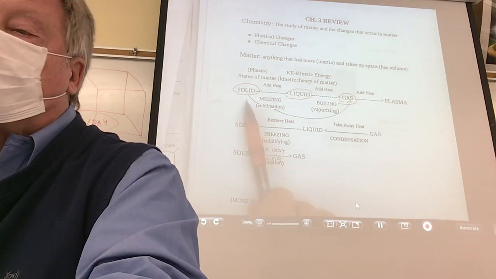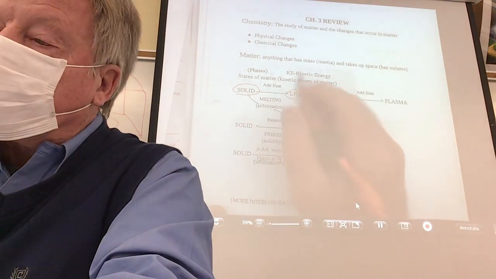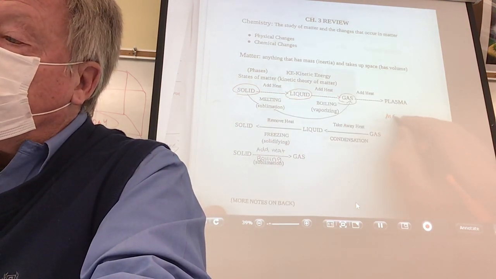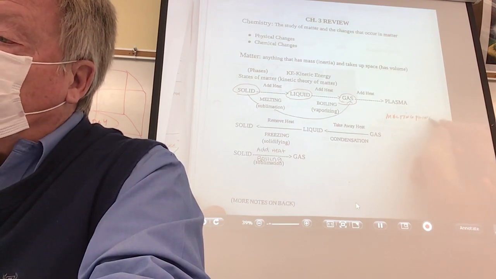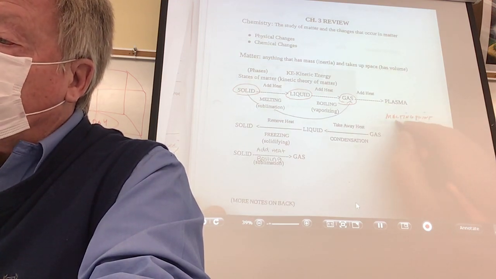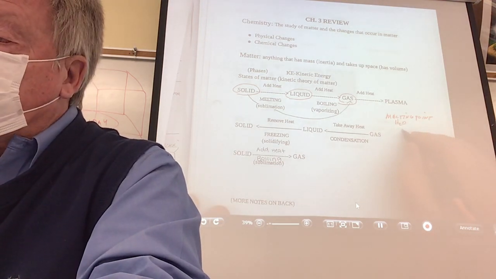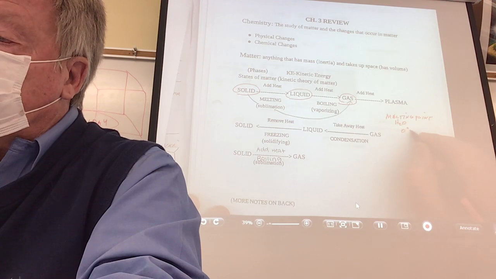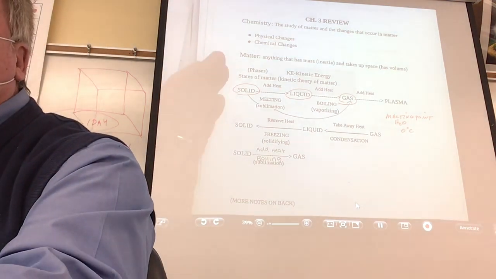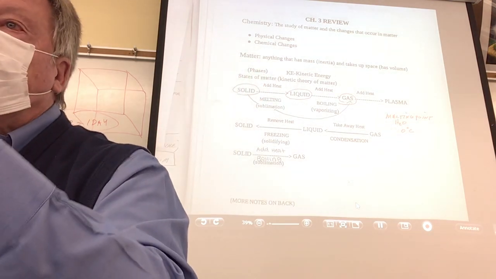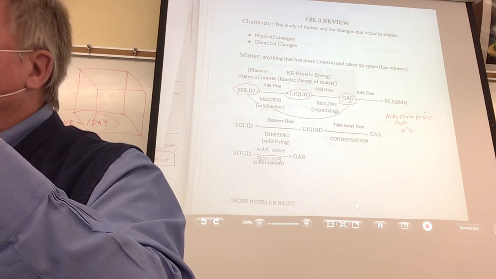So what do you call it when you go from solid to liquid? There will be a temperature, and it's called the melting point. What is the melting point for water, for H2O? It's the temperature, 0 degrees Celsius, isn't it? It's the temperature at which it changes from a solid to a liquid. Now, you had that in middle school and probably elementary, so that shouldn't be a big problem for you.